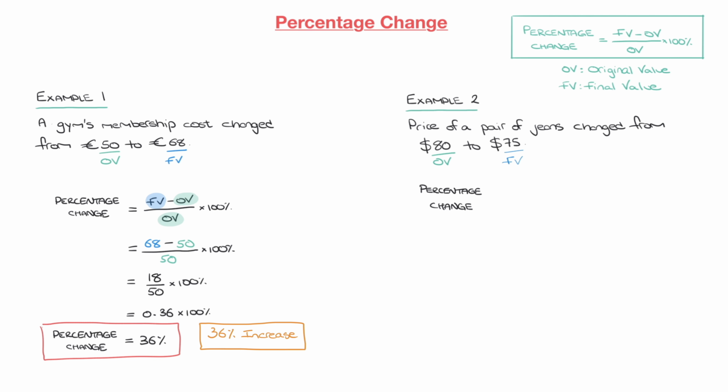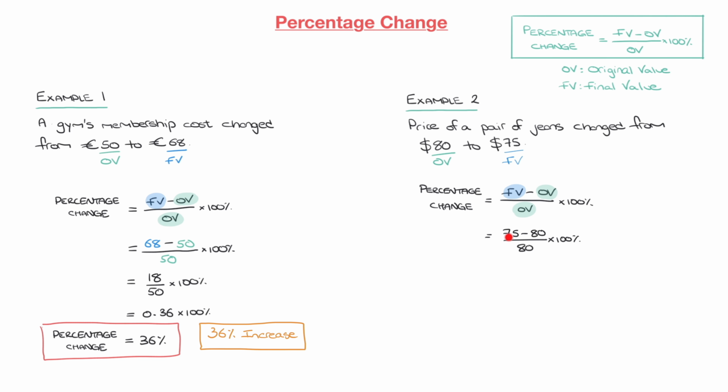Just as I did for the first example, I'll remind myself of the formula. Once more, I copy the formula we have up here, so the percentage change is equal to the final value minus the original value over the original value times 100%. Again, having the formula right here allows me to quickly see that the future value is 75 and the original value is 80. Replacing FV and OV by those values, this quickly becomes 75 minus 80 over 80 times 100%.